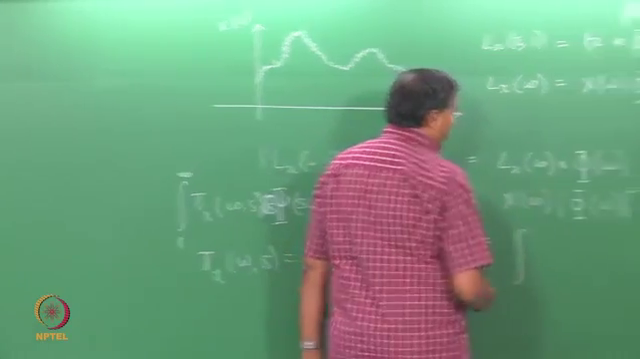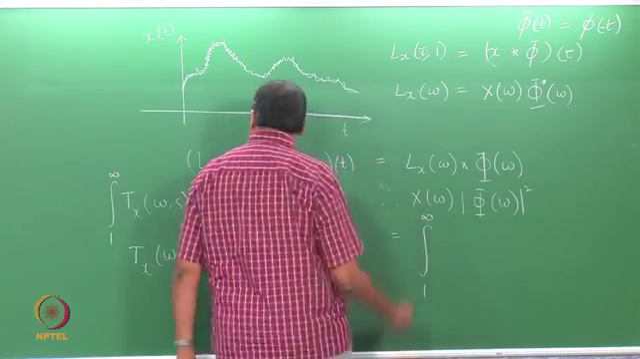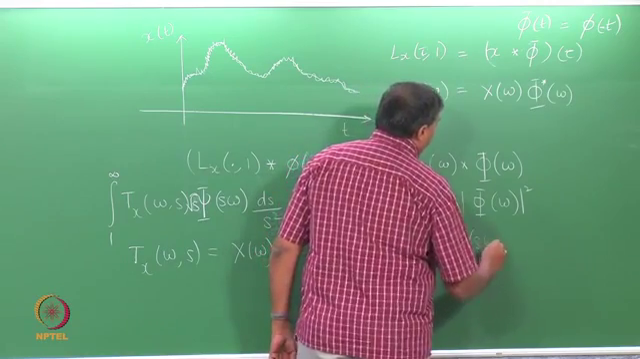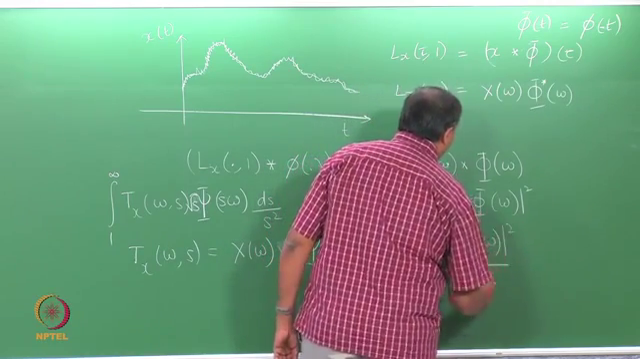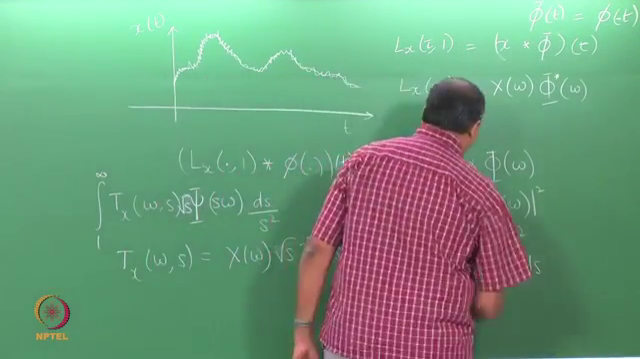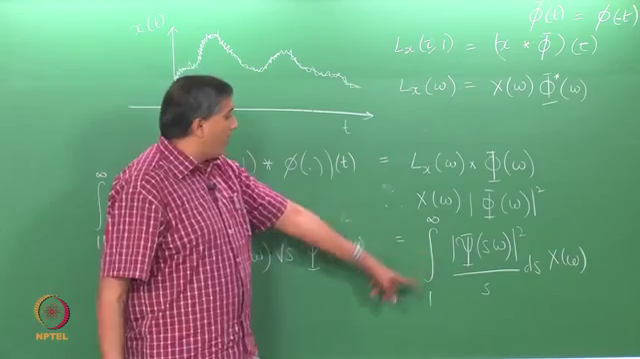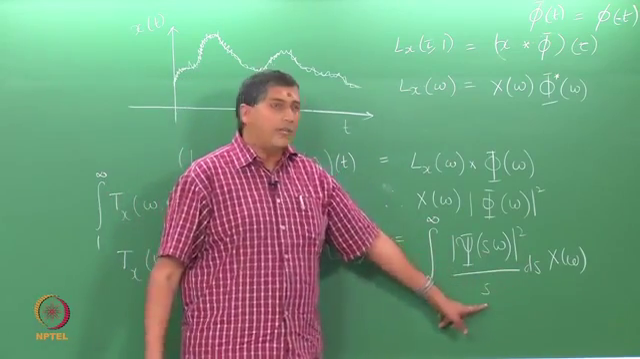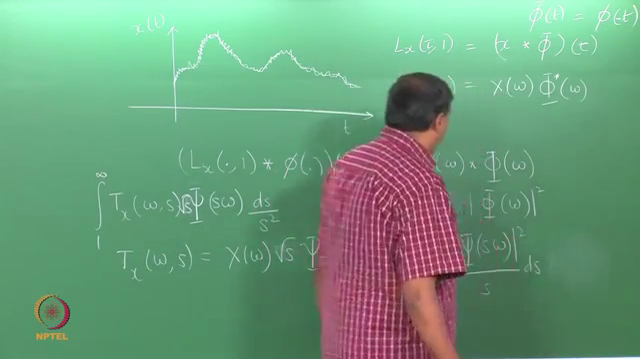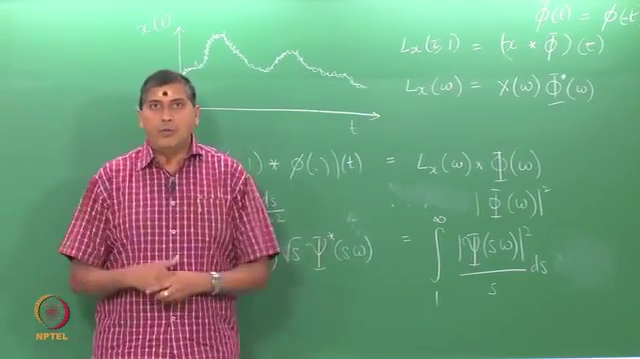Therefore, this X(omega) times mod phi(omega) squared is the integral from 1 to infinity of mod psi of s omega squared by s times ds, times X(omega), sorry. Now, what happens is, since X(omega) is independent of s, it falls out of the integral, and therefore, what we are left with is a relation that you see in equation 5. That is how you arrive at this expression, it is not out of the blue that it comes about.